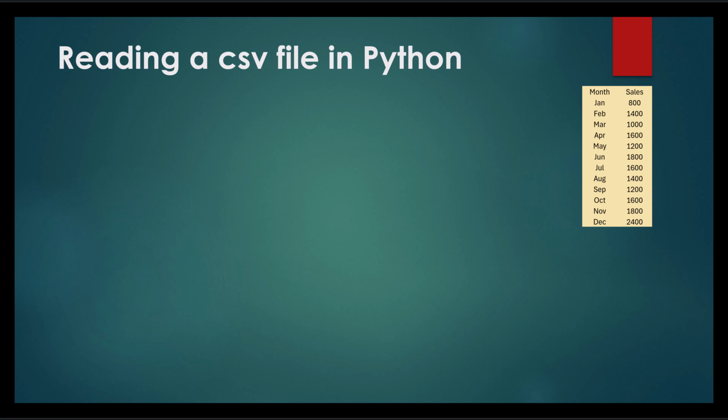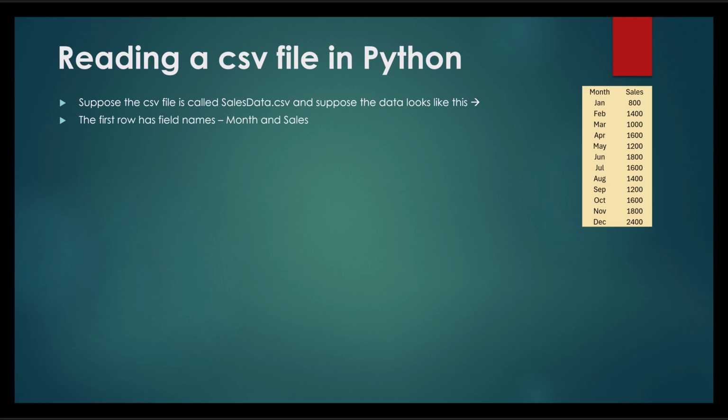Let's suppose we have a CSV file called salesdata.csv, and suppose the data looks like this. The first row has field names, month and sales. The code to read this data file in Python would be: import pandas as pd, where pd is just the alias, and then df = pd.read_csv and then the name of the data file.